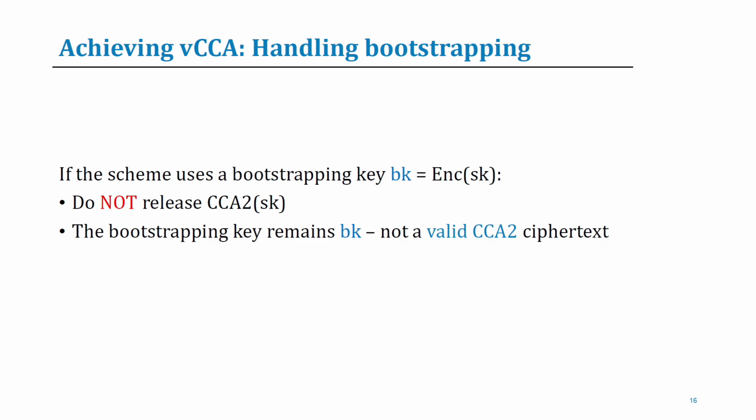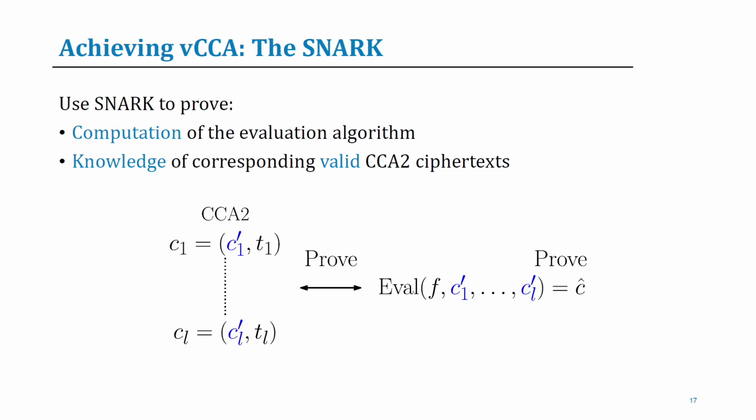So you just leave it as it is. Okay? Now for the second part of the transformation, we're going to use a SNARK to prove two things. First, we're going to prove that we know the CCA2 ciphertext that we want to use in the computation. So on one side, we're going to prove, okay, I have this C1 to CL. I know the corresponding T1 to TL that makes it CCA2. That's the first thing. The second thing is we're going to prove that we evaluated correctly.